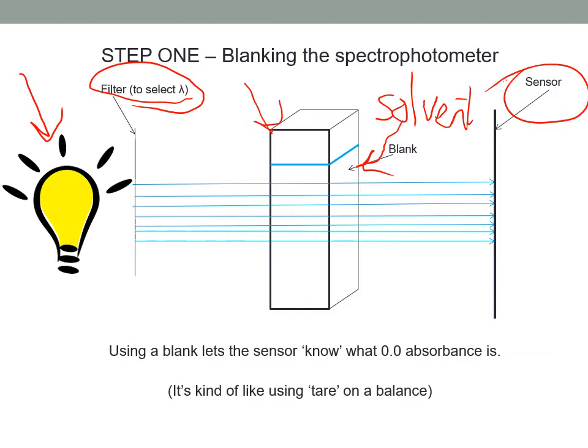So it's very much like taring a balance. When you start to weigh something, you put the weigh boat on the balance and then you press tare to zero out that balance, so that when you actually weigh your chemical, you know you're only actually weighing the chemical, not the weight of the weigh boat and the chemical. The same idea here. We don't want to include the absorbance of the solvent. So our blank is just going to be filled with solvent, and the sensor is going to measure how much of this light makes it through the solvent and is recorded by the sensor, and then zero out the spectrophotometer so that we've already taken into account that.